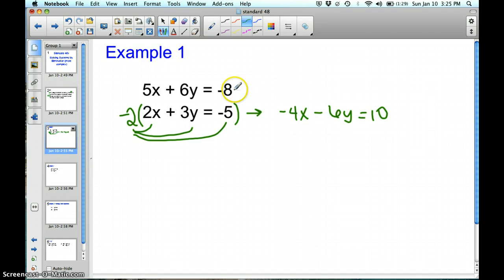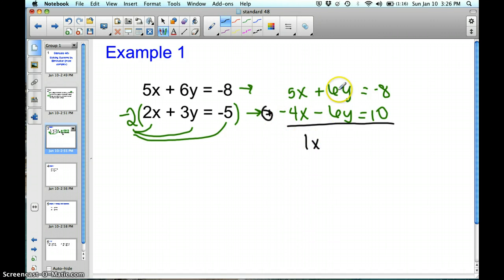Okay? I'm not going to multiply anything to this first equation, so I'm just going to copy it over how I see it. So 5x plus 6y equals negative 8. All right, so now, same thing from standard 47, we're going to add these equations together. Okay, so 5x plus a negative 4x is going to give me a positive 1x. 6y plus negative 6y, that's 0, so those are just going to cancel out. And then I'm going to do negative 8 plus 10, which is going to give me a positive 2. All right, so now we can divide by 1 on each side, but we're just going to say x equals 2.